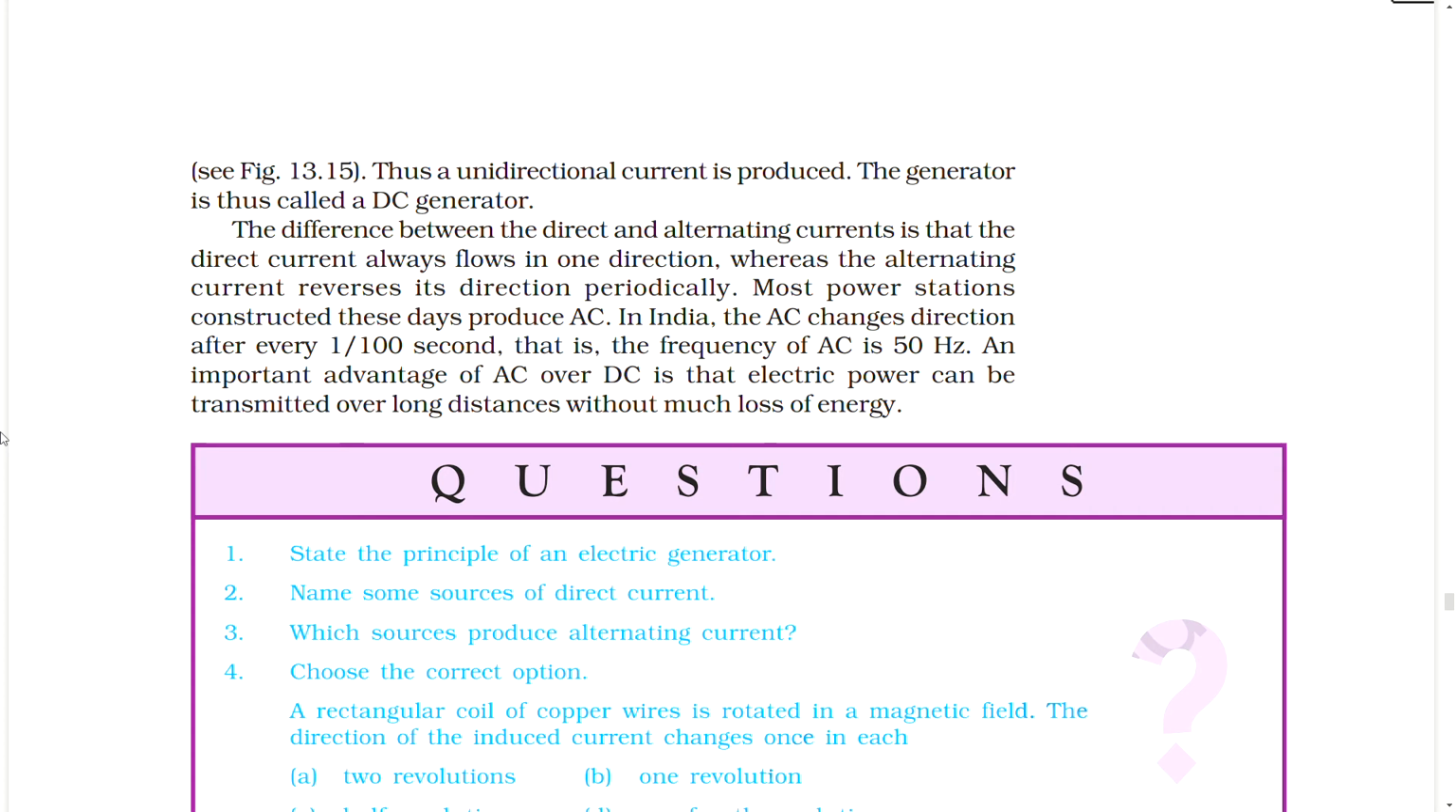Most power stations constructed these days produce AC. In India, the AC changes direction after every 1/100 seconds. That is, the frequency of AC is 50 Hz. An important advantage of AC over DC is that electric power can be transmitted over long distances without much loss of energy.